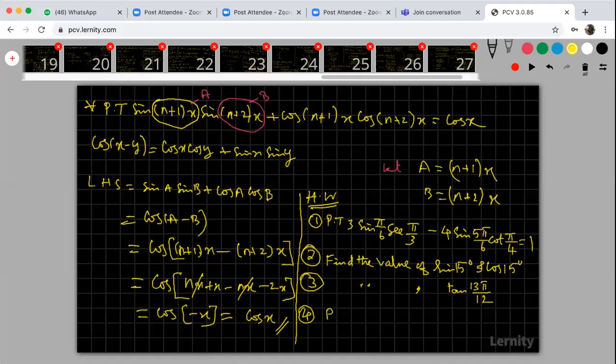And the fourth question, prove that sine of x plus y by sine of x minus y is equal to tan x plus tan y divided by tan x minus tan y.